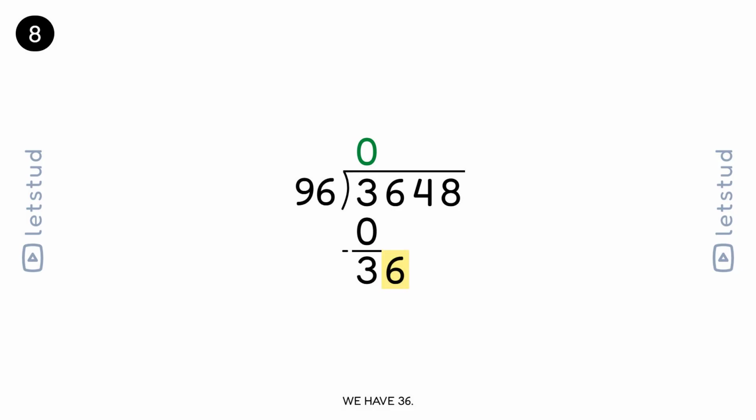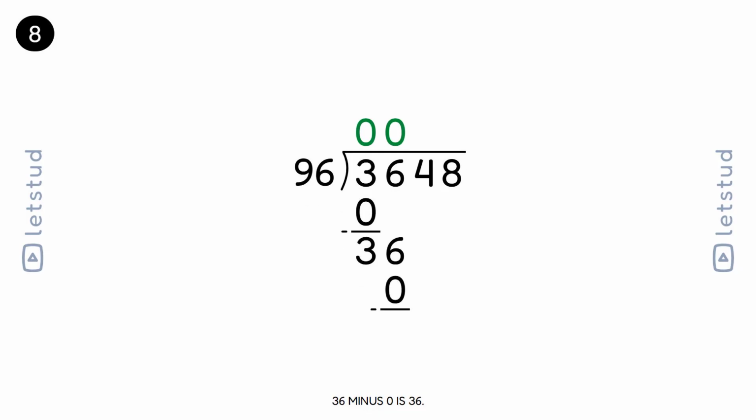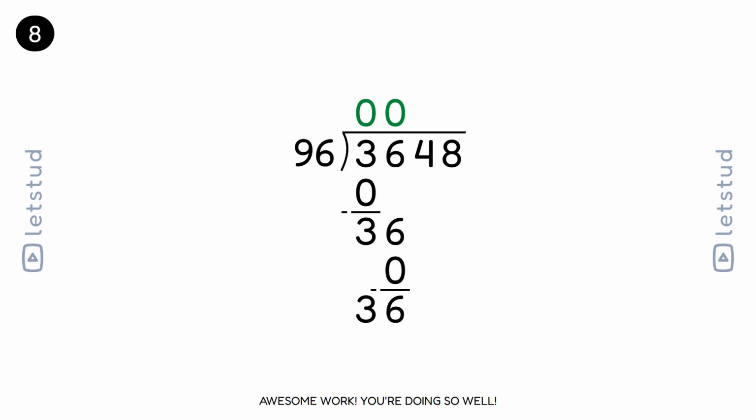We have 36. 96 doesn't fit into 36 at all, so it's 0 times. 0 times 96 is 0. 36 minus 0 is 36. Awesome work, you're doing so well. Time to bring down the next digit 4 to make 364. We have 364 now. Let's find out how many times 96 goes into 364.